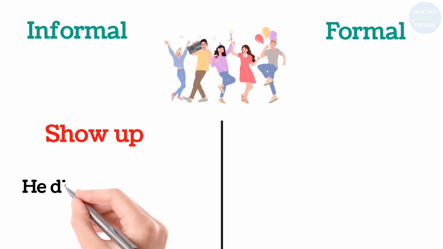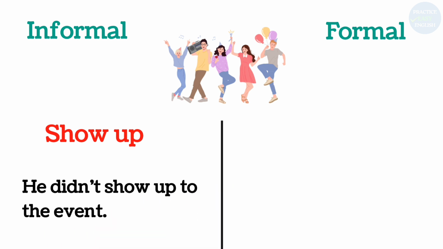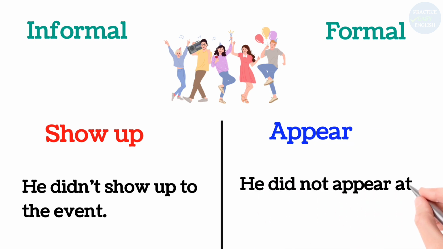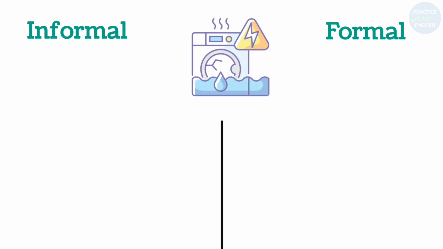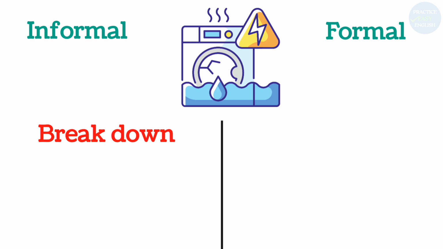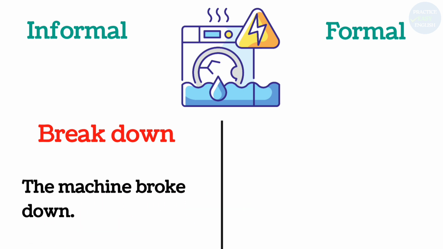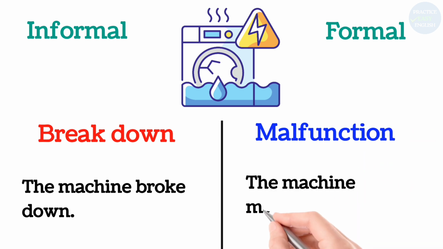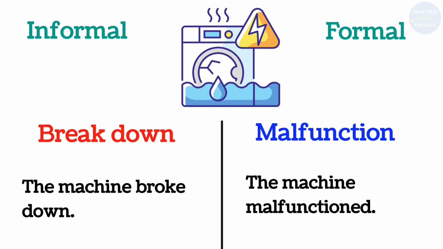Show up. He didn't show up to the event. Appear. He did not appear at the event. Break down. The machine broke down. Malfunction. The machine malfunctioned.